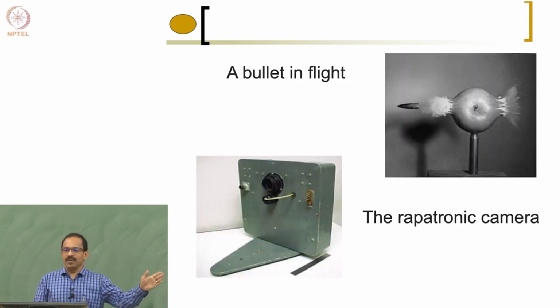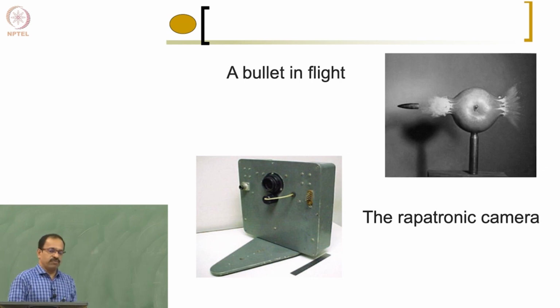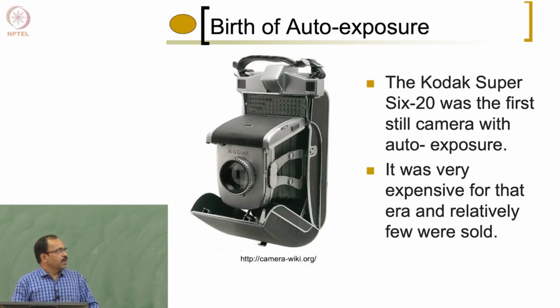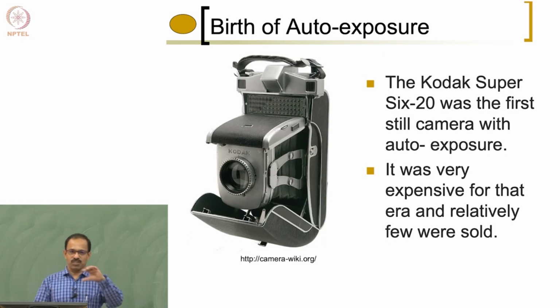And then we got a lot of high speed cameras, something which can record very fast movements. You can actually record the bullet movement. So that was again about the speed of the camera. How do we capture high speed events? Then we got auto exposure and autofocus. Earlier it used to be focused manually, and then we got autofocus coming into the market. The Kodak Super 620 was the first still camera with auto exposure.